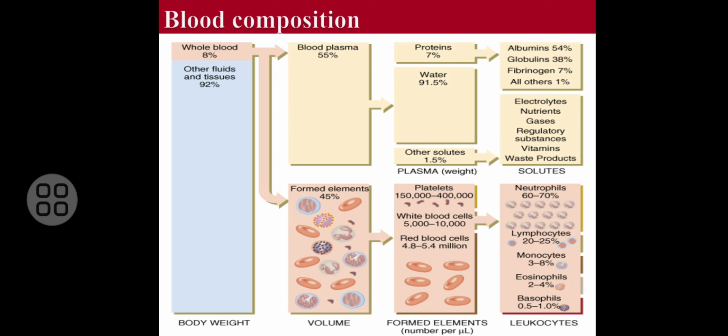In the blood plasma, 7% is proteins, 91.5% is water and 1.5% is other solids. Proteins are albumin, globulin, fibrinogen and others. The other solids are electrolytes, nutrients, gases, regulatory substances, vitamins and waste products. In the formed elements, there are WBC, RBC and platelets.